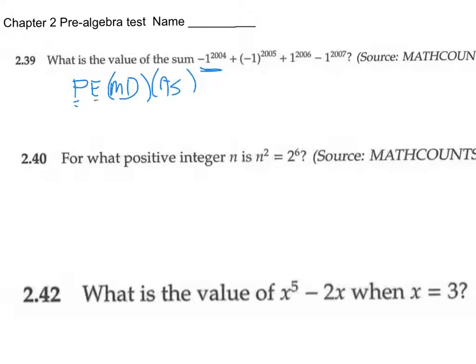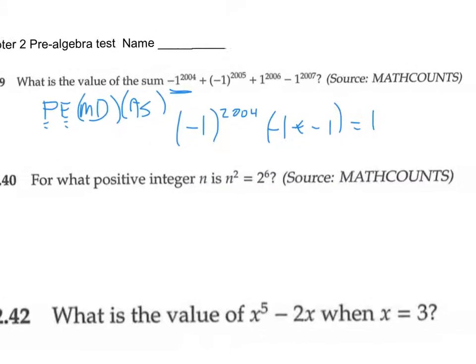P comes before E, right? And so if you have minus 1 to the 2004th, well, those pair up, right? The minus 1 times minus 1 equals 1. And so if you have an even number of those, it'll be 1. But that's not the case. That's not the case when you have minus 1 to the 2004.